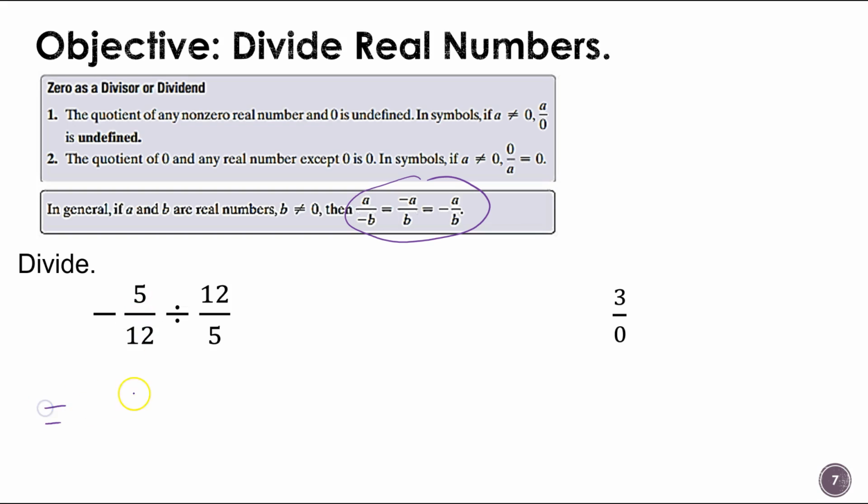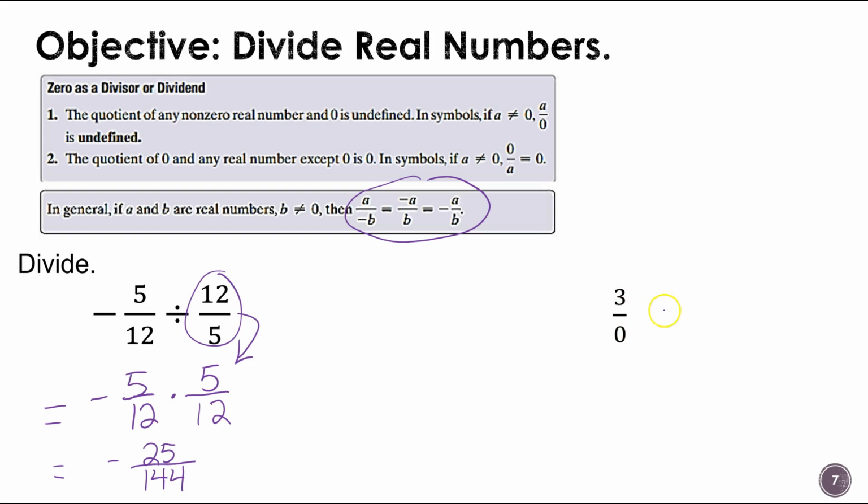So if I look at this first example, I have negative 5/12. I'm going to rewrite it with the reciprocal, the 12/5, so it'll be 5/12. And then when I multiply, I get negative 25 over 144, and that won't simplify because there was nothing to simplify in the first place. So when I divide a number by 0, it's undefined. But if I had it the other way, 3 divided by 0, that equals 0.